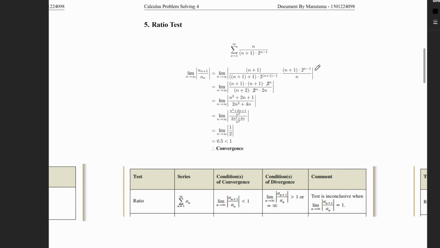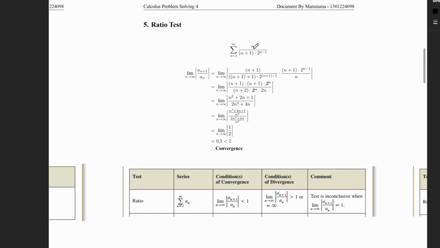Next, for number 5, I'm choosing this question. It is the series from n = 1 to infinity of n over n plus 1 times 2 to the power of n minus 1. For this one, we're going to use the ratio test. So the ratio test is basically like this.